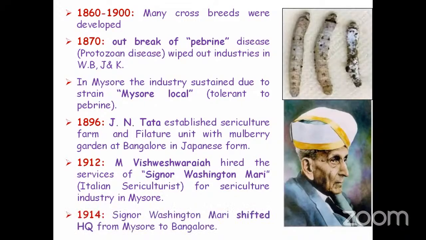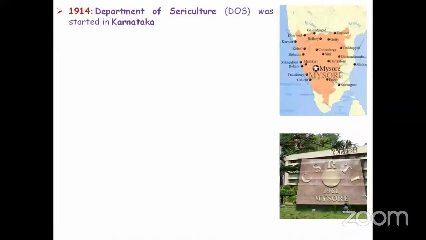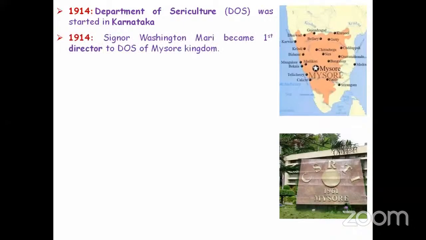Then in 1914, Signor Washington Mari shifted the headquarters of sericulture from Mysore to Bangalore, and in 1914 the Department of Sericulture was started in Karnataka. Signor Washington Mari became the first director of sericulture of Mysore.